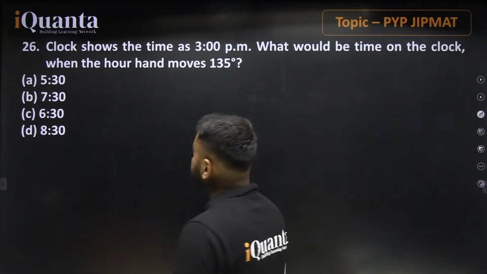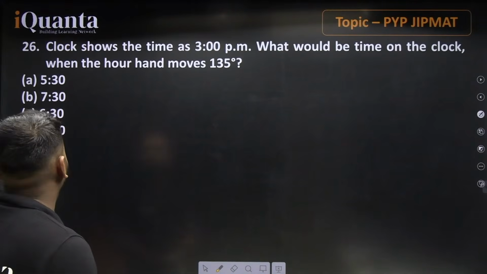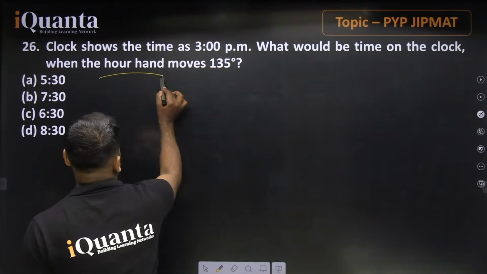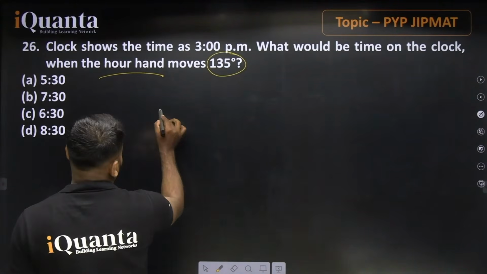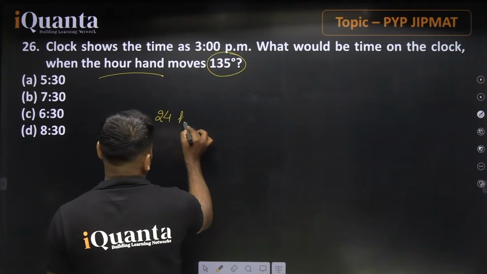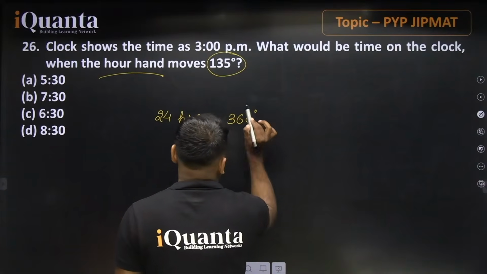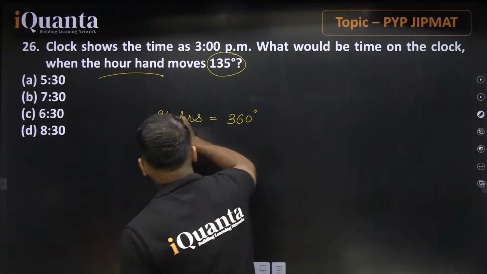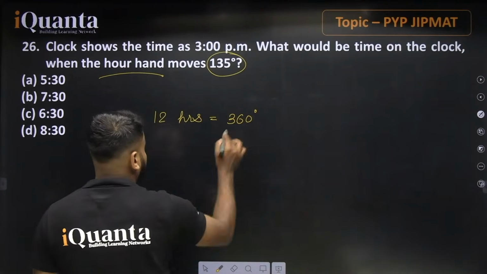Now the statement says that the clock shows the time as 3 p.m. What would be the time on the clock when the hour hand moves 135 degrees? So the question is asking about the hour hand, and the degree is 135 degrees. We know that in 12 hours, sorry, not 24 hours, in 12 hours, 360 degrees will be covered. So for 12 hours, the value will be equal to 360 degrees.